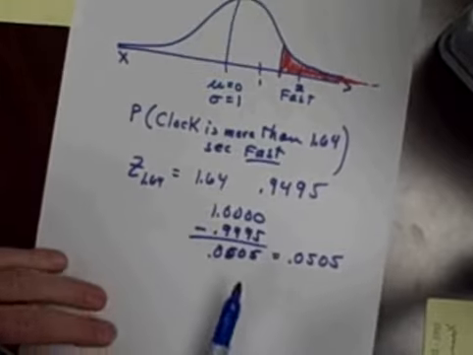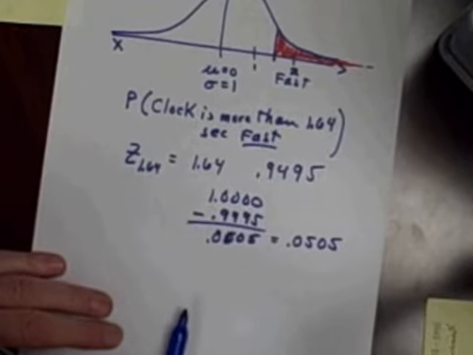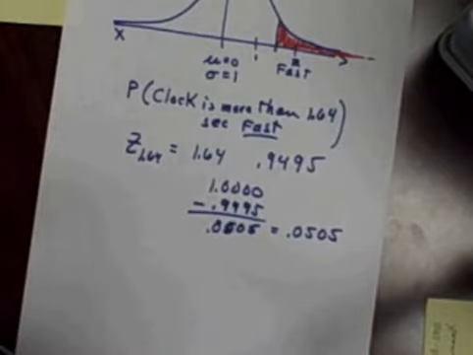So the probability that we get a clock that is 1.64 seconds fast is just a little bit more than 5% chance. All right? Next example.